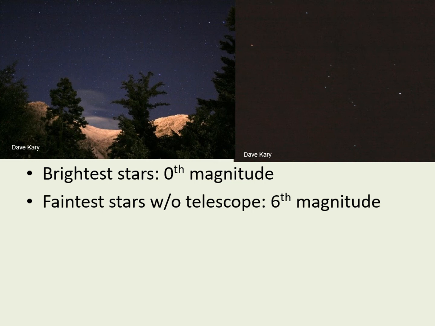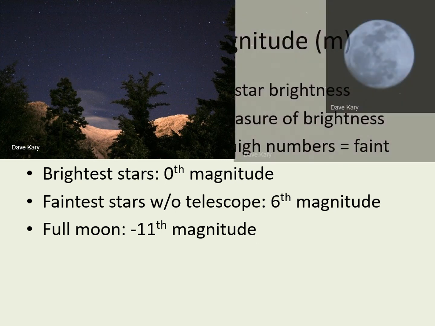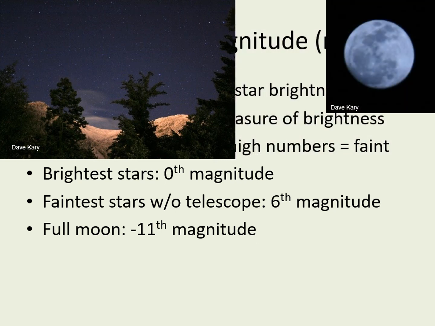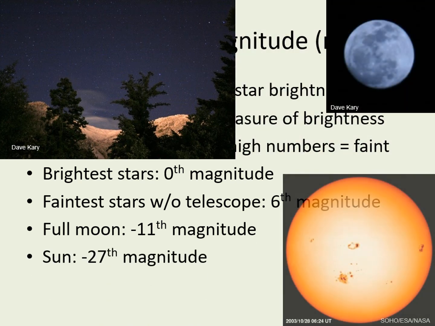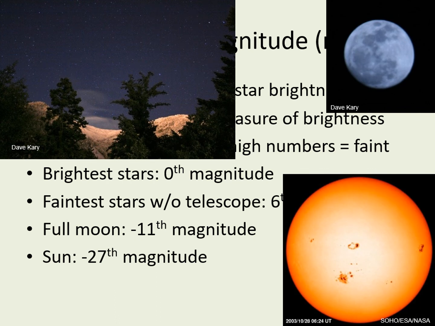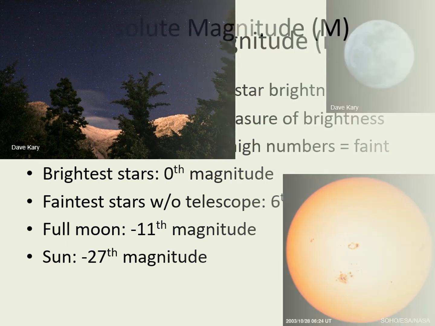Of course, we can apply the magnitude system to things that are much brighter than stars. For example, the full moon has an apparent magnitude of -11, while the sun has an apparent magnitude of -27. Notice that negative numbers are treated the way they would be on a number line. -27 is a smaller number than -11. The more negative the number, the brighter the object.